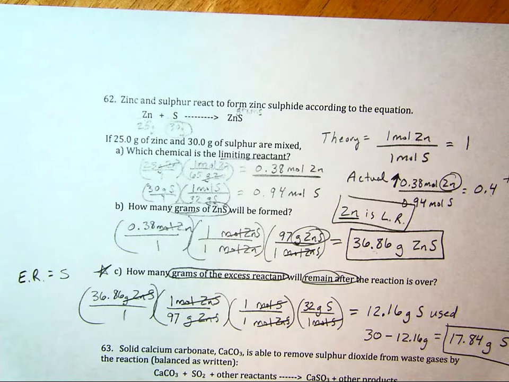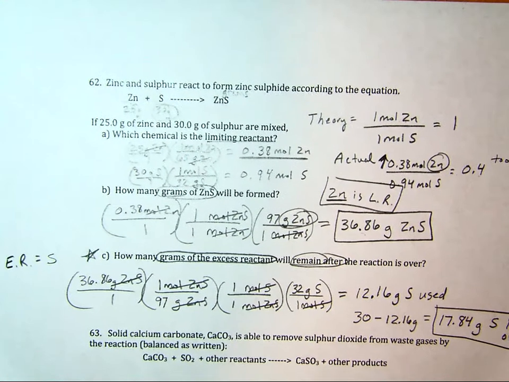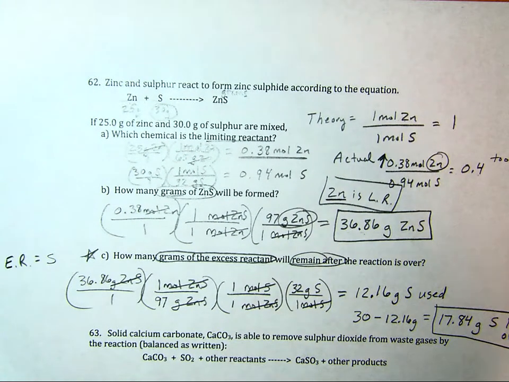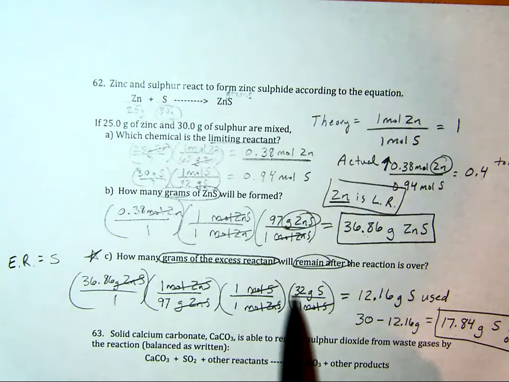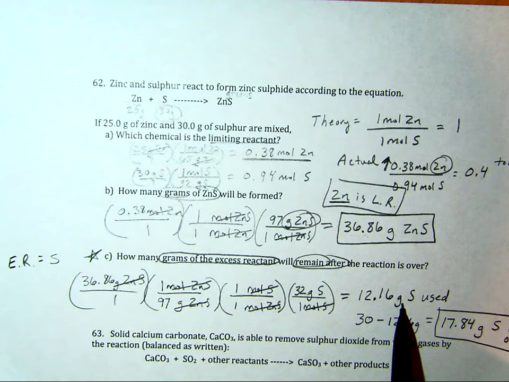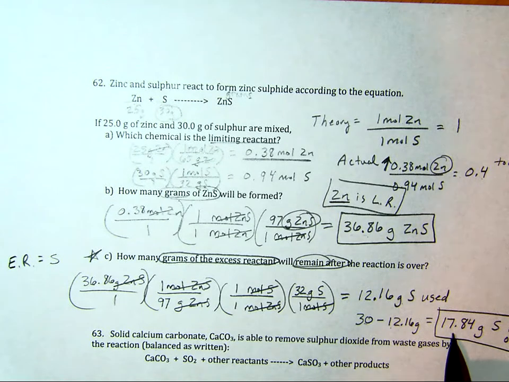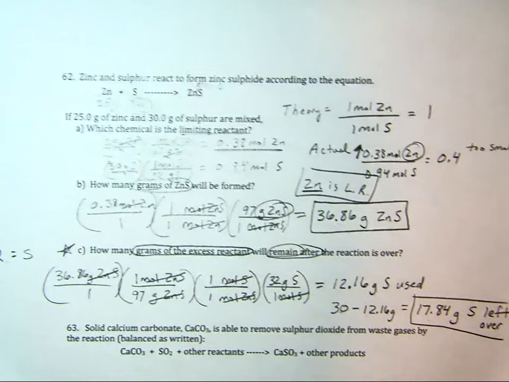So hopefully that gives you a better idea of how to solve a problem like that where it asks you how much of the excess is left over. Start with what you formed from the limiting, go back to your excess reactant. That will tell you how much you actually used. Take what you started with, subtract what you used, and that gives you what is left over.